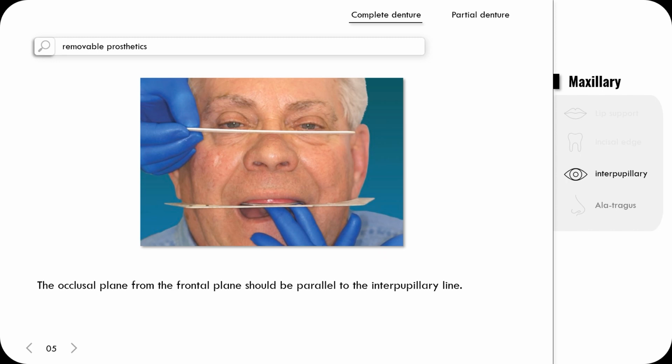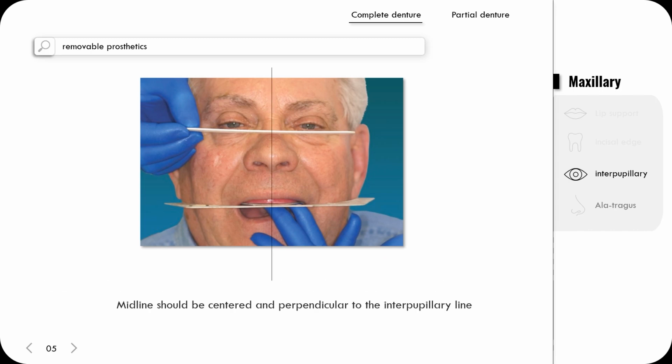We know that the teeth, if we were to look at them, should be relatively parallel to the interpupillary line, right? We don't want the left side hanging lower than the right side. We want those to be fairly symmetric throughout the arch. So from the frontal view, we'll look at the patient and see if their occlusal plane is level. We want the midline of the teeth to be centered on the face too. So that should be centered and perpendicular to the interpupillary line.